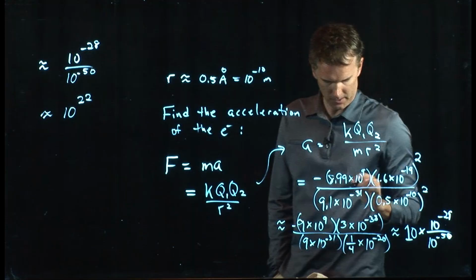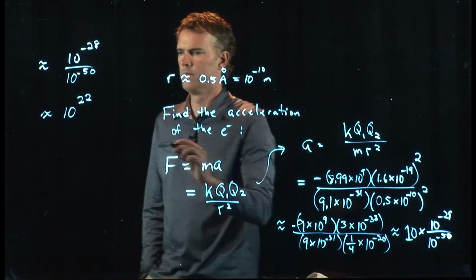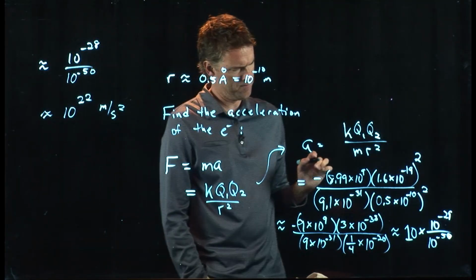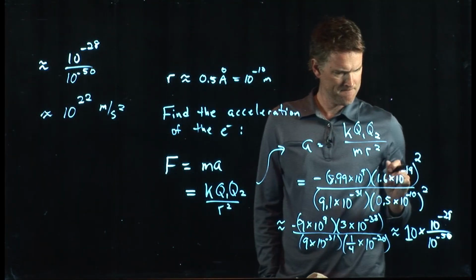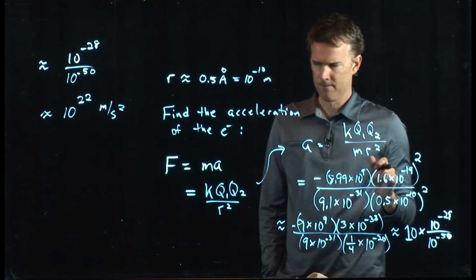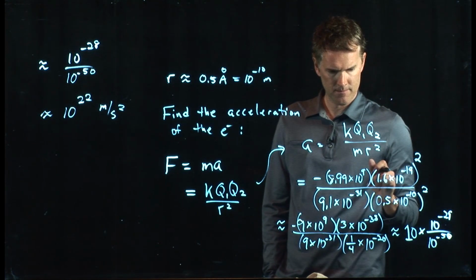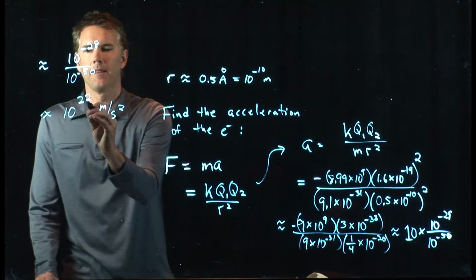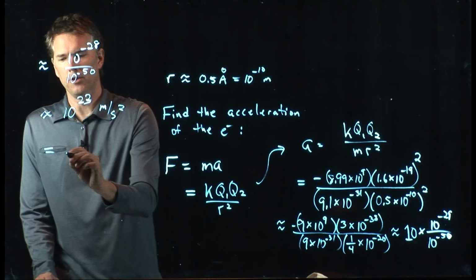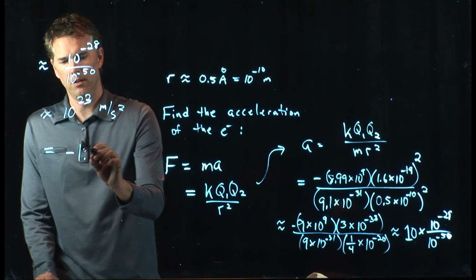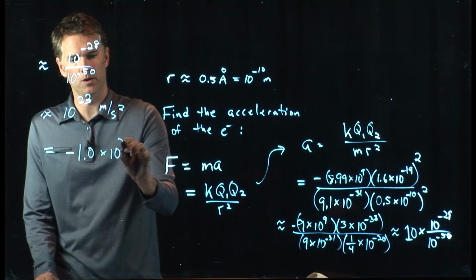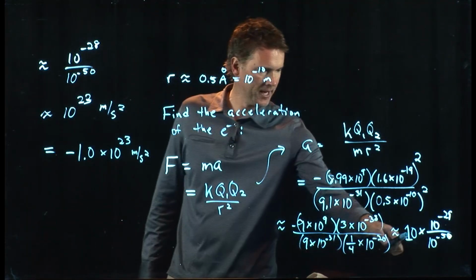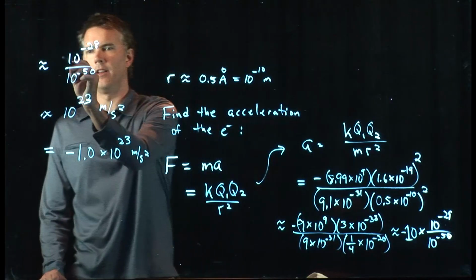Is that right? Did we do that right? What'd you guys get on your calculator? Anybody plug in the numbers? Okay. Oh, that's right, because we had a 10 right there. I forgot that one. So you said negative 1 point 0 times 10 to the 23rd? That's right, and we had the negative sign hanging out in the front. Negative sign is just the direction.